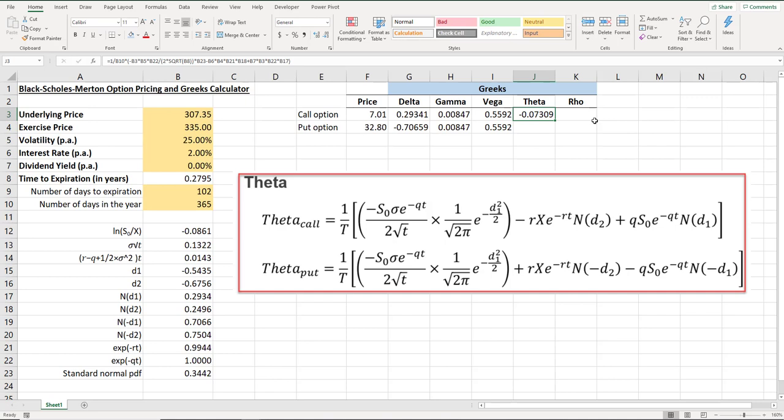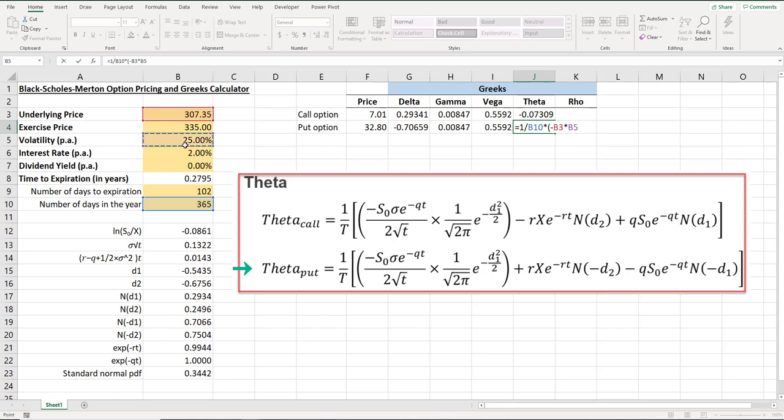Right, now let's move on to calculate the theta for the put option. We'll start off with 1 over the number of days in the year, multiplied by, open the bracket, then we have negative underlying price B3 times the volatility, which is in B5, times B22. Then we'll divide by, open bracket, 2 times the square root of B8, close the bracket here, and then we'll multiply by B23. So that's for the first term, and then we'll start with the second term.